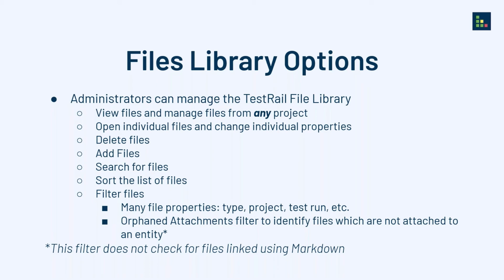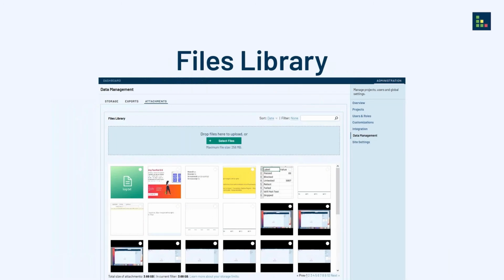It just needs to be called out that the Markdown links are not scanned, as this requires scanning every single text field in every entity inside of TestRail to be able to find those files. So here is an example of the files library. In the administration area under data management, we have an attachments tab. This allows you to add files, as I mentioned, delete, remove, and sort through all of your attachments.